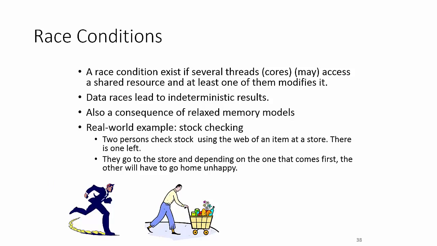A race condition exists if several threads may access a shared resource, typically a memory location, and at least one of them modifies it. This means that this modification might be viewed in different ways by different threads, and depending on the interleaving of the threads, there might be indeterminism, so the program will not have the same result every time it executes. This is typically a consequence of relaxed memory models that you will hear more about when we talk about parallel computer architecture.